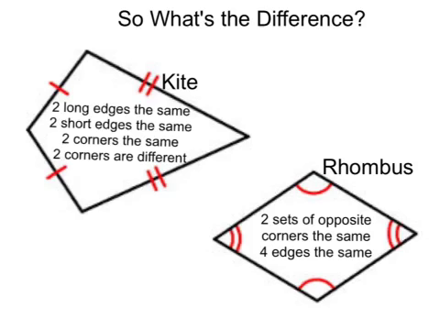So therefore the main differences between a kite and a rhombus is the length of the edges and the fact that the kite only has one set of corners that are the same, whereas the rhombus has two sets of corners that are the same.